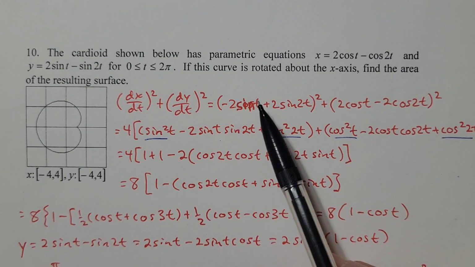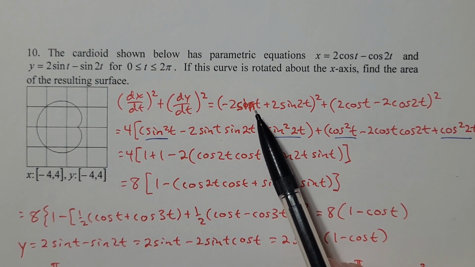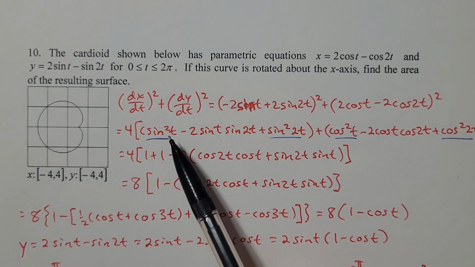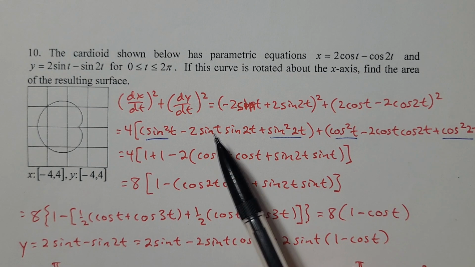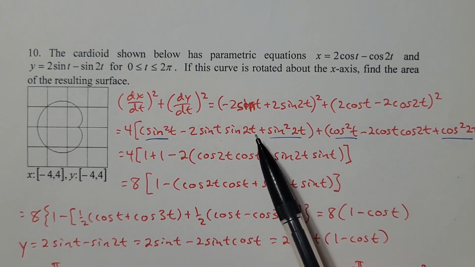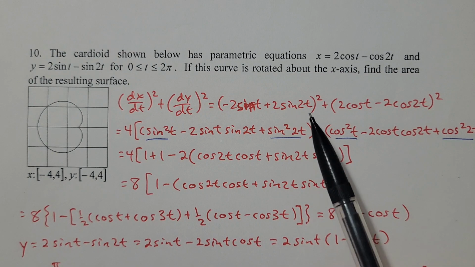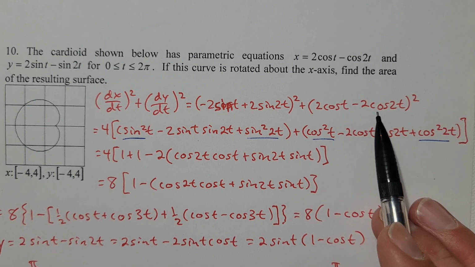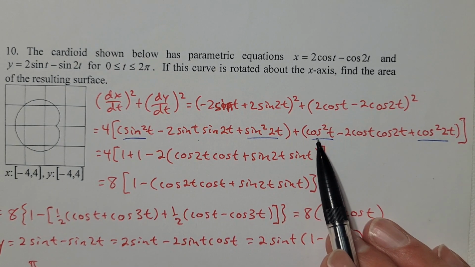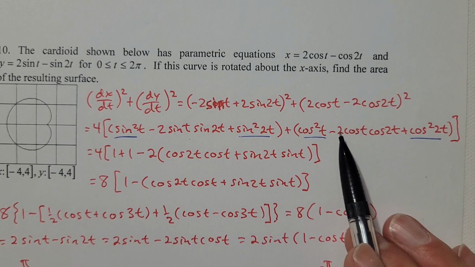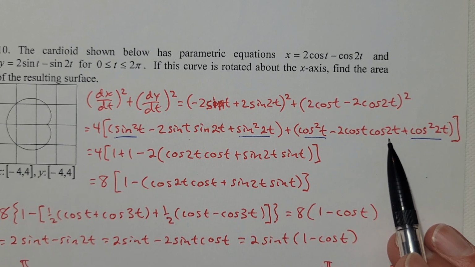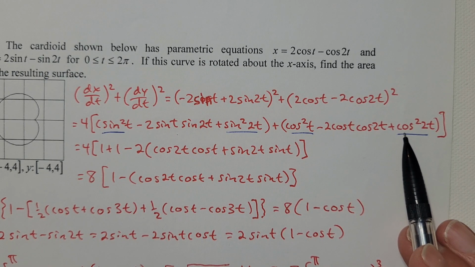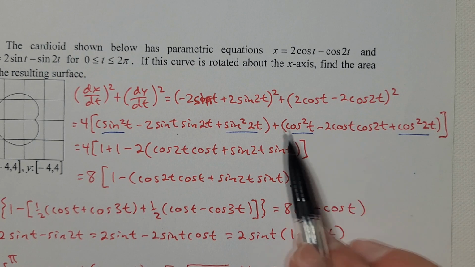So when I FOIL out the first one here, sine t minus sine 2t, that'd be sine squared t minus 2 sine t sine 2t plus sine squared 2t. Okay, and then when I FOIL out cosine t minus cosine 2t, I'm going to have cosine squared t minus 2 cosine t cosine 2t, then negative times negative is positive, so it'll be plus cosine squared 2t. Okay, 4 has been brought out of the whole thing.